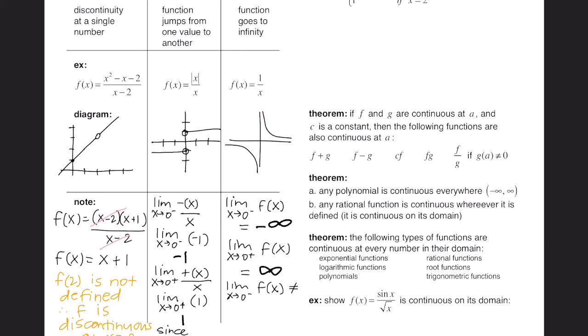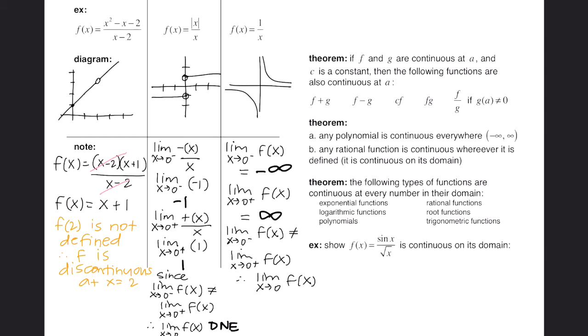We have that the limit as x approaches 0 from the left of f is not equal to the limit as x approaches 0 from the right of f. Therefore, the limit as x approaches just 0 of f of x does not exist. Therefore, we can conclude that f is discontinuous at x equals 0. And again, we call this an example of an infinite discontinuity.